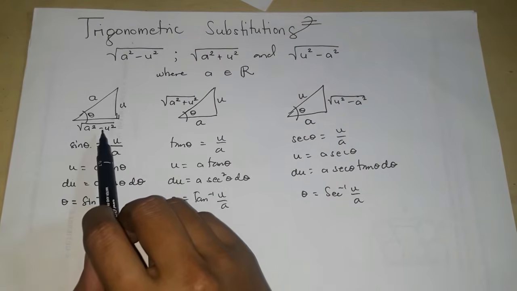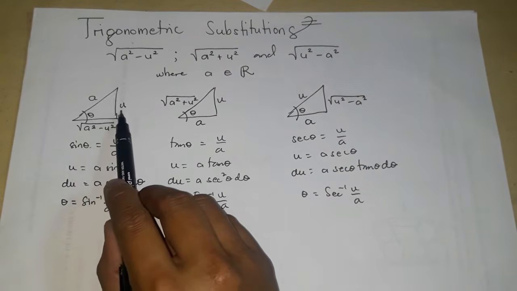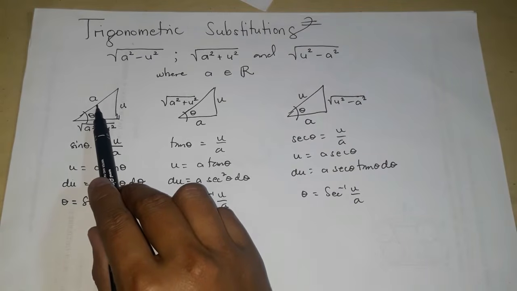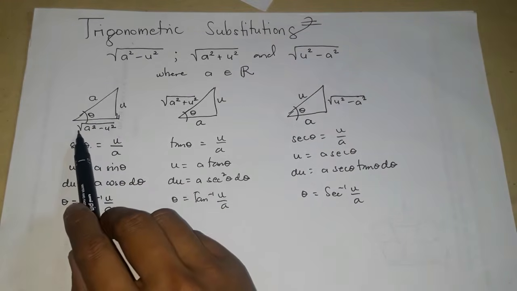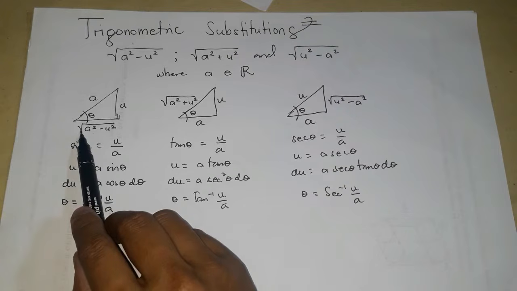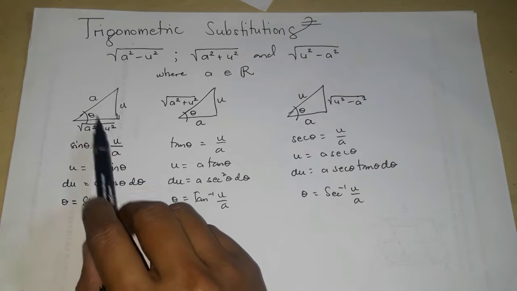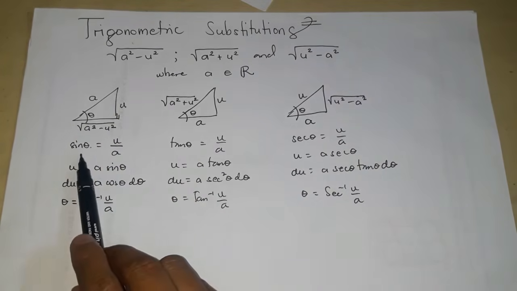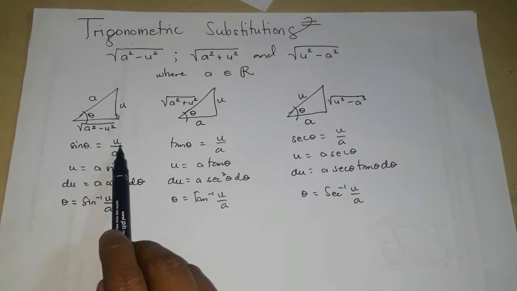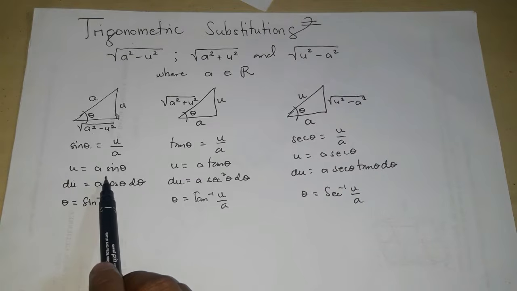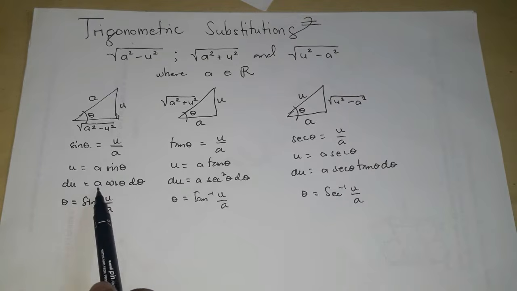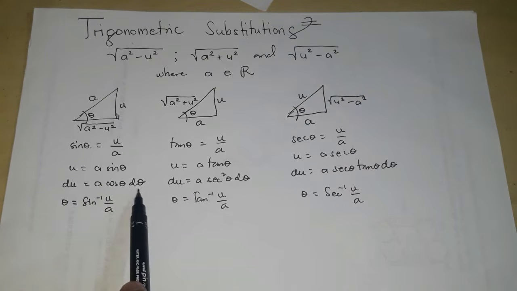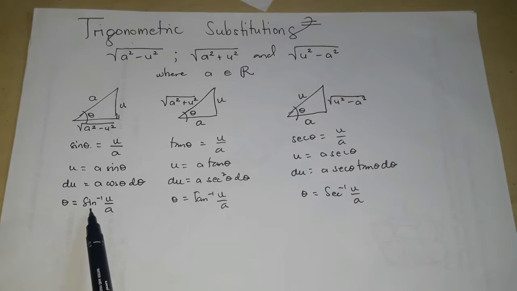So for the first triangle, you have an opposite side equal to u, and the hypotenuse equal to a. By the Pythagorean principle, the adjacent side becomes the square root of a squared minus u squared. That is the square of the hypotenuse minus the square of the opposite side. So we notice that sine theta is equal to opposite over hypotenuse, that's u over a, and it follows that u is equal to a sine theta. Differentiating, you have du equals a cosine theta d theta, and it follows that theta is arc sine of u over a.